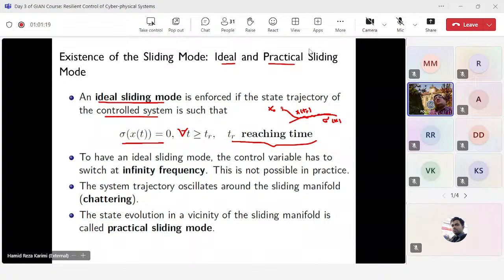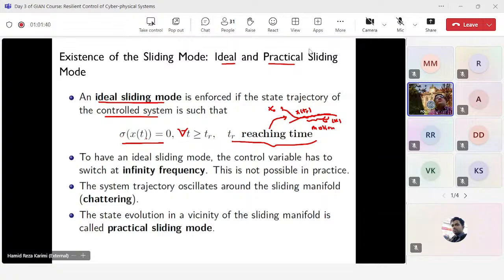This part is the reaching time. The reaching time is this, and this time is the motion time, or we call it the sliding motion. So this sliding motion, or the chattering, should be controlled. Okay, so this is basically the ideal.